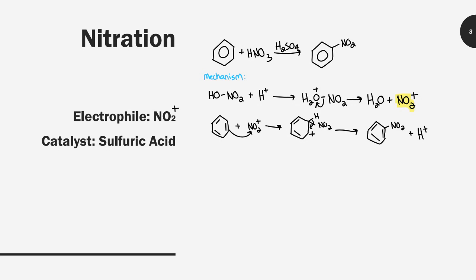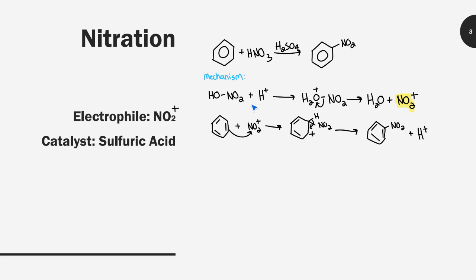One of the big ones we learned is nitration, where your electrophile is the nitronium ion, NO2 with a positive charge, and the catalyst to use is sulfuric acid. So here's a general equation. You have a benzene or a substituted benzene aromatic ring with nitric acid and sulfuric acid, and that will give you nitrobenzene. So here's the mechanism for this.